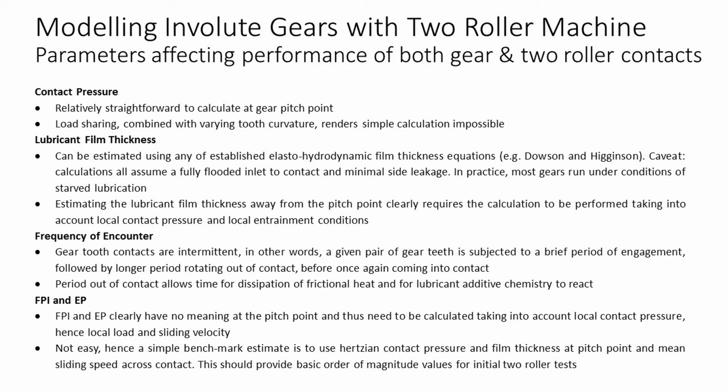The FPI and EP clearly have no meaning at the pitch point and thus need to be calculated taking into account local contact pressure, hence local load, and local sliding velocity. This is, of course, by no means easy. Hence, a simple benchmark estimate is to use the Hertzian contact pressure at the pitch point and the mean sliding velocity across the contact. This should provide basic order of magnitude values on which to base your experiment.